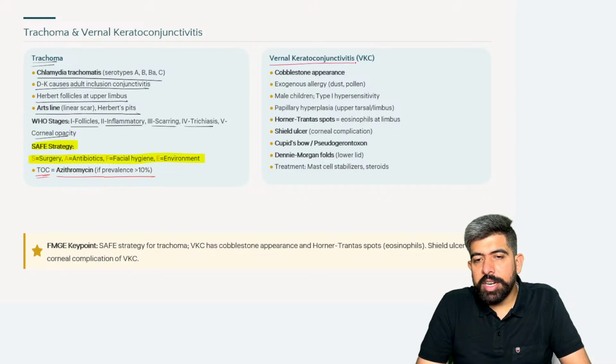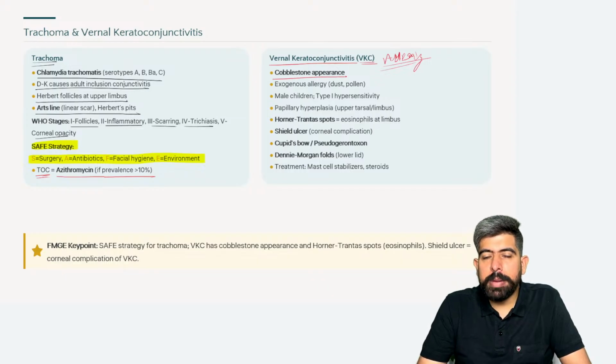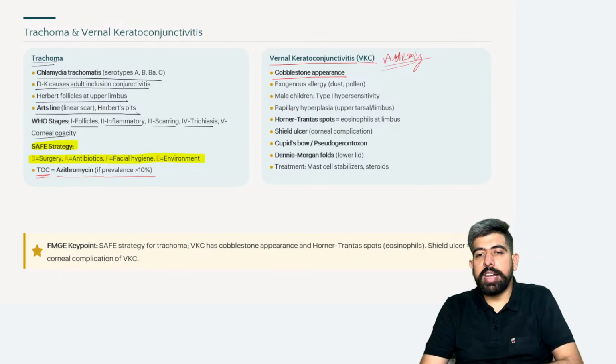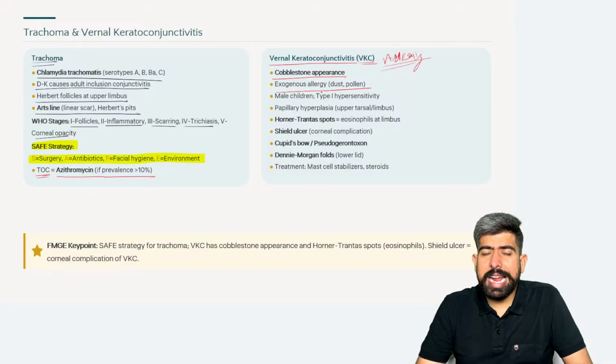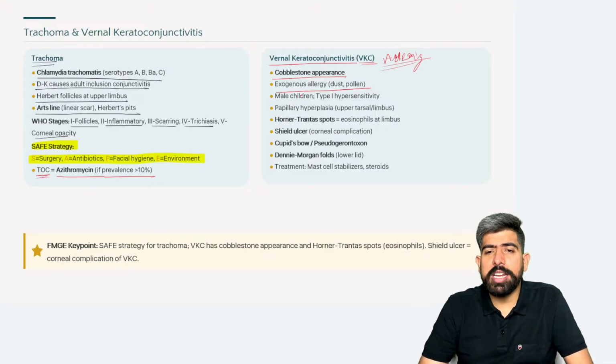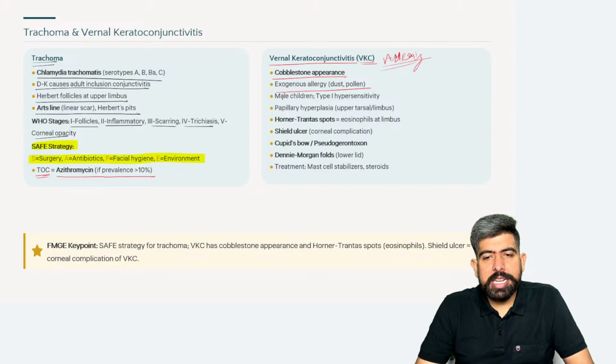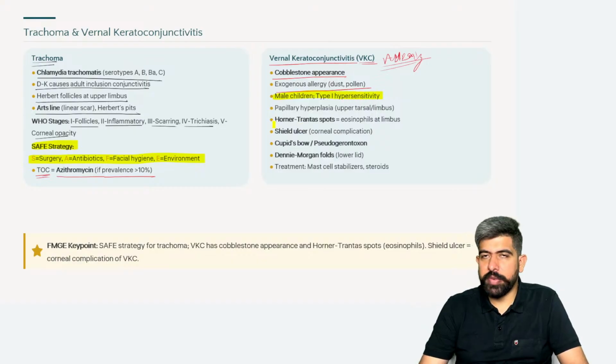Next, we have vernal keratoconjunctivitis, which is VKC. It is due to allergens, or we can say it is due to allergy. In this condition, the patient has a cobblestone appearance on the upper tarsal conjunctiva, and this is due to exogenous allergens like dust, pollens, and mites. Please remember, it will always be a male child and it is type 1 hypersensitivity.